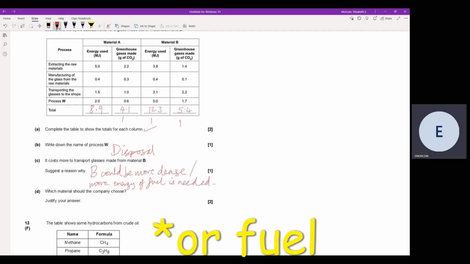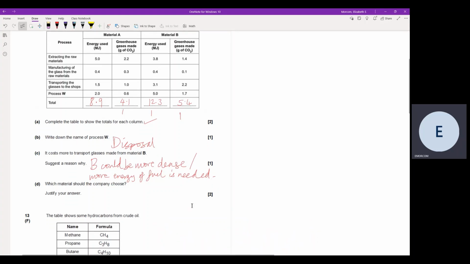Which material should the company choose? Justify your answer for 2 marks. Now that means we need to choose the very obvious answer. I think we can all see that it's A, and then give both our justifications, 1 for each mark. So A, because it uses less energy and it produces less CO2 overall.